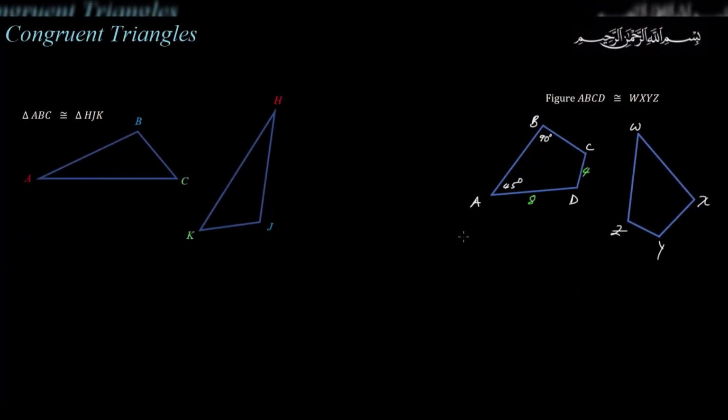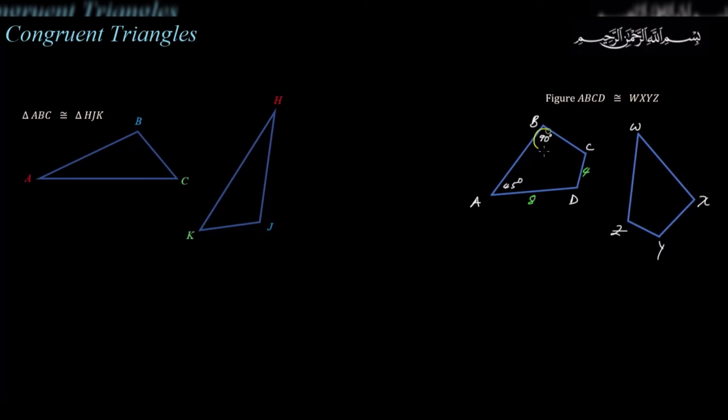Now, as I said, you can have triangles congruent, you can have any polygons that are congruent. Right? So I've drawn here a quadrilateral, and we are told that this particular figure ABCD is congruent to WXYZ. So these two figures are congruent, and the vertices are labeled for us. Now we're given a whole bunch of information about this particular quadrilateral. Now we have to find the corresponding angles and sides in the other quadrilateral that's given to us.